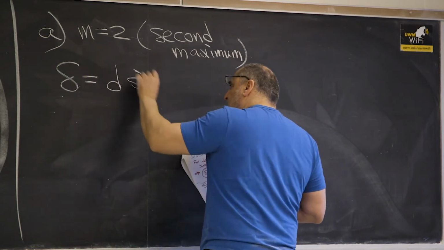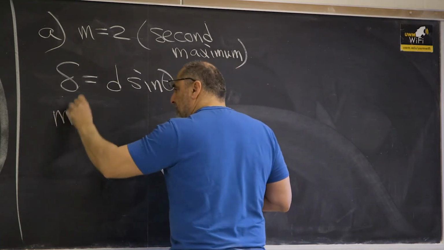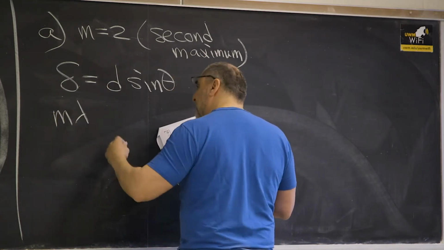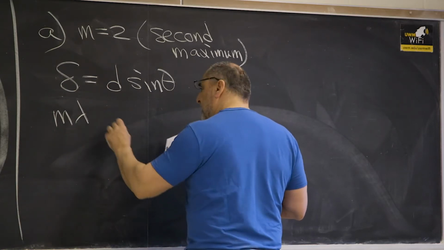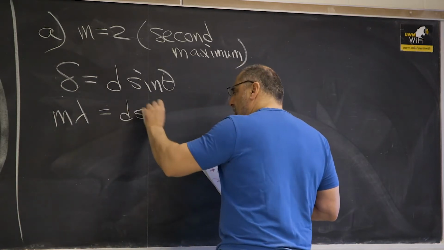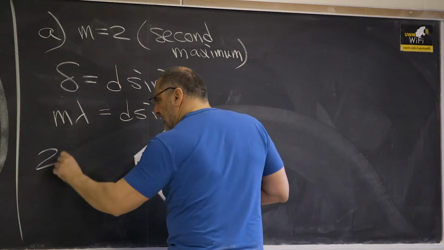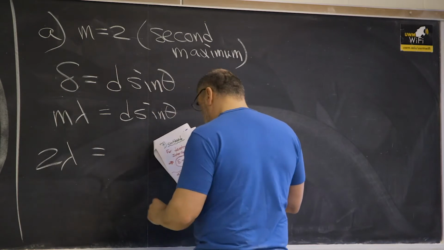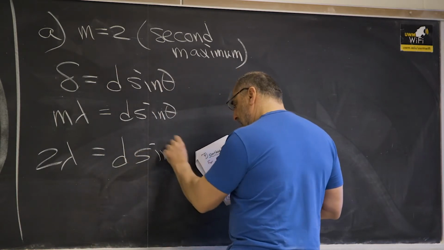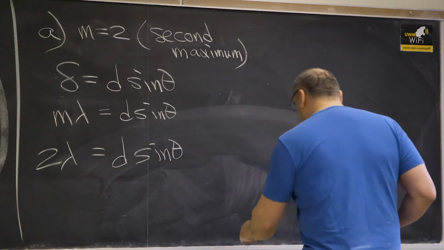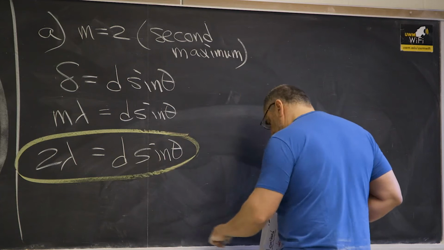Okay, we did some of the mathematics there. We got that m times lambda is delta. Delta and m times lambda are the same thing. So they're the same thing. We got 2 lambda equals d sine theta. Not bad. That's a big move. This is going to get us there.